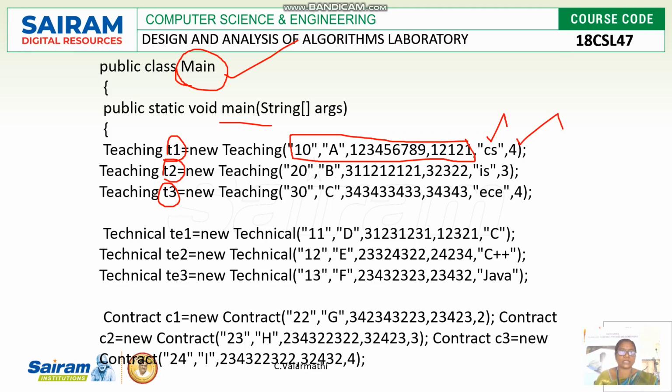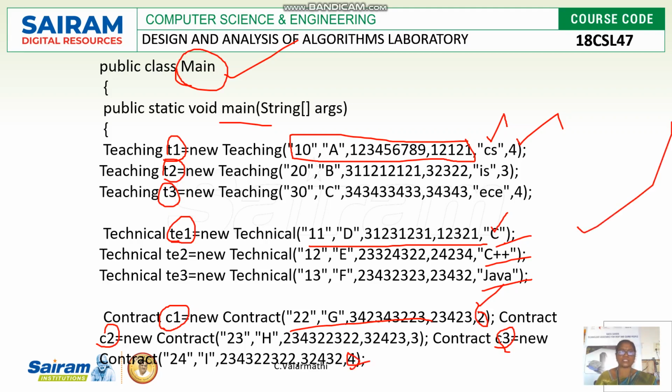So similarly, when you take the technical class also, the first object is TE1. The first four parameters are the common parameters. The fifth one mentions its skill. So the first person is skilled with C, the second person with C++, and the third person with Java, like that. Then move on to the third type. The contract class has the objects C1, C2 and C3. Here also the first four parameters are the common parameters. The last one, the fifth parameter, is the number of years of period. So here it is mentioned as 2, 3 and 4.